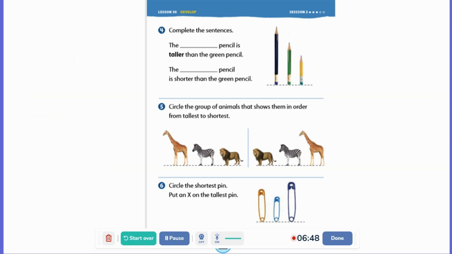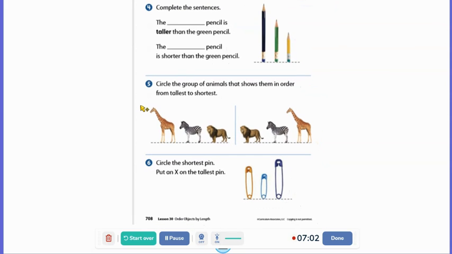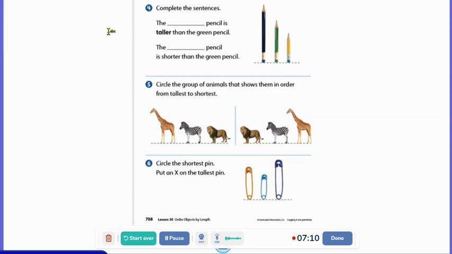All right, inside your packet, you can find this page. It says Lesson 30, Develop Session 3. I'm looking for numbers 4, 5, and 6. Page 708. So, number 4, it says complete the sentences.